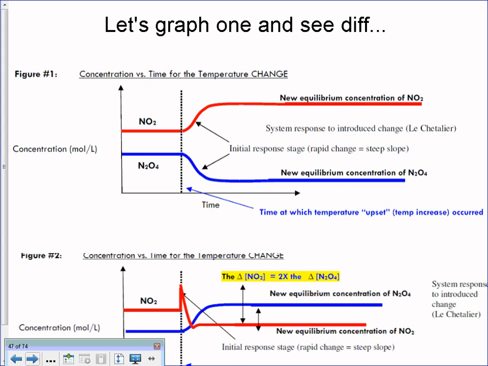This one, though, has a shift, the stress that's added. So when they're even, what do you know right now? When their slopes are equal, rate forward equals rate reverse, so we're at equilibrium. So here we are at equilibrium. And then the stress occurred. At time X, the temperature was upset. So they increased the temperature.